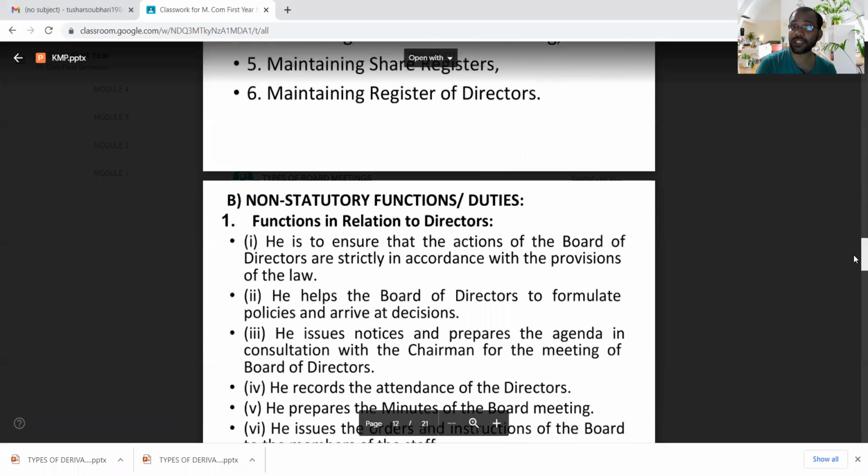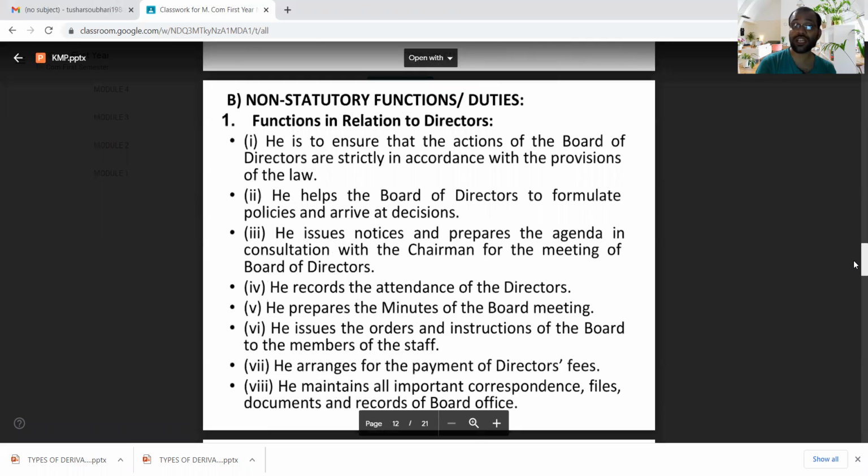The second is non-statutory, which is not much important but optional. Non-statutory functions or duties. Functions related to directors. He or she shall ensure that the actions of the board of directors are strictly according to the provisions of the law.